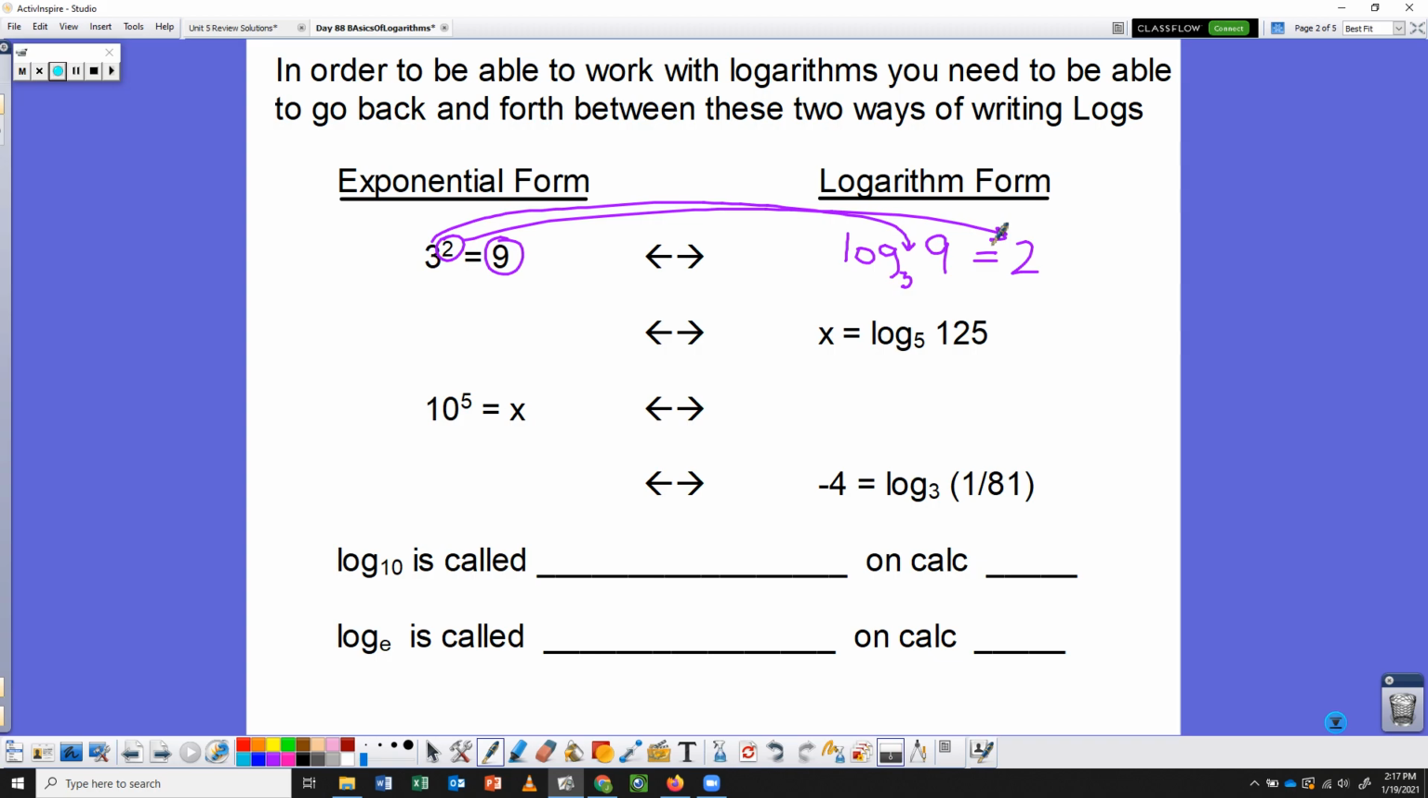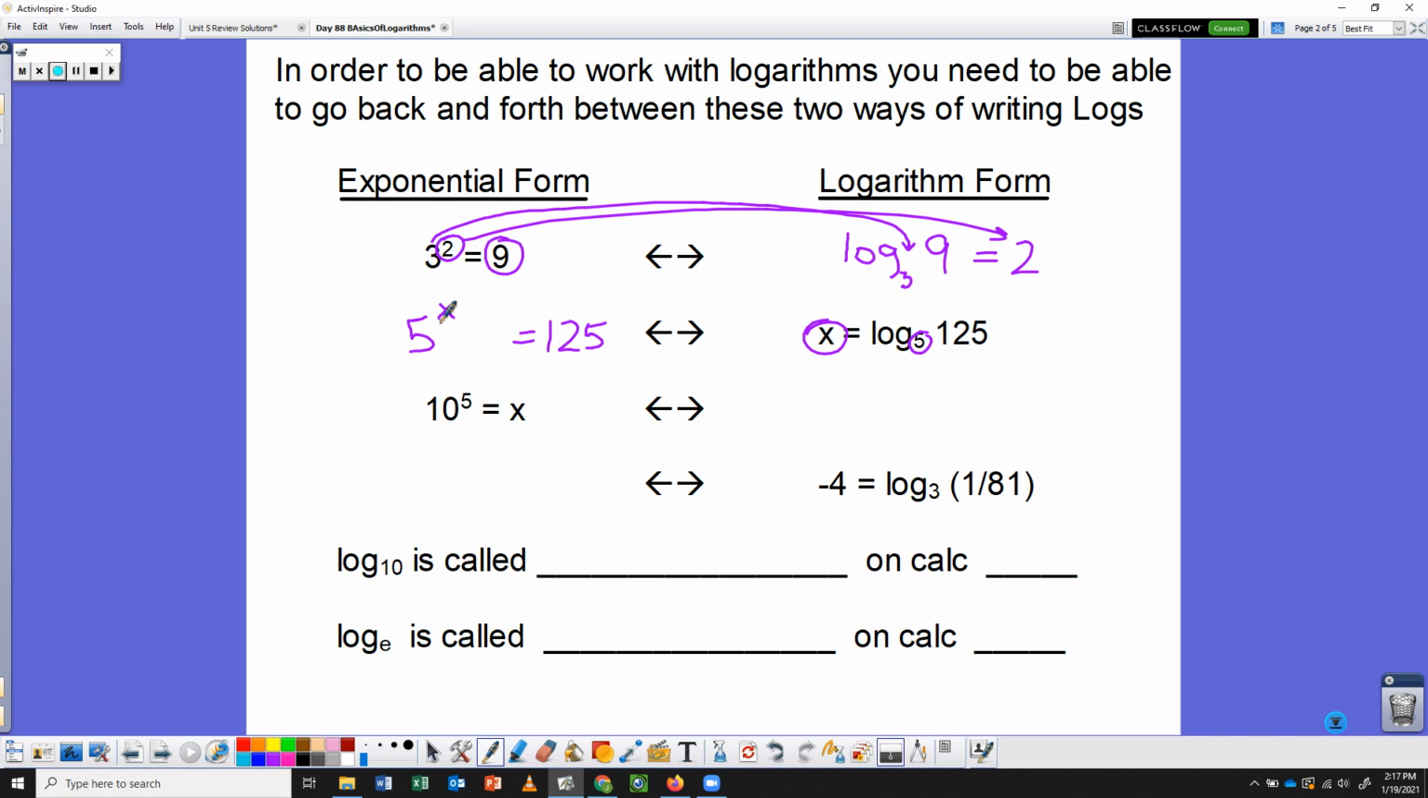All right, let's try going from logarithmic form back to exponential form. So the base of your logarithm is the base of your exponential, so 5. And 125 is the answer that goes on the other side. And the thing that's on the side by itself is the exponent. So basically, if you want to take x equals log base 5 of 125 and write it as an exponential, it's 5 raised to the x equals 125.